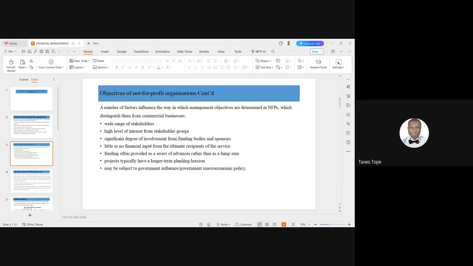Yes, they may be subject to government influence or government macroeconomic policy. Yes, there are certain policies of the government that can affect these not-for-profit organizations. A very practical example is the case of Donald Trump. Yes, if you have people who work in NGOs, most are out of job currently because of certain policies that say the government will no longer fund some of the health aspects in which they are assisting in most of our countries, most especially in Nigeria.